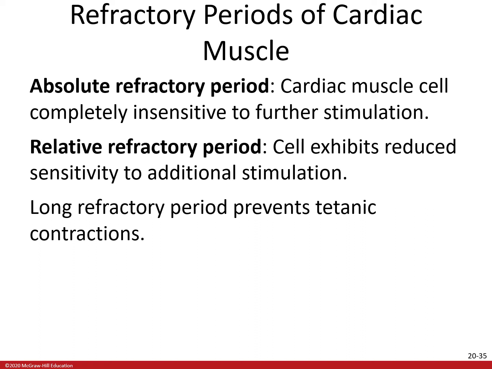Because the plateau phase of the action potential in cardiac muscle delays repolarization to the resting membrane potential, the refractory period is going to be prolonged. The long refractory period ensures that contraction and most of relaxation are complete before another action potential can be initiated. This is going to prevent tetanic contractions in cardiac muscle and is responsible for rhythmic contractions.